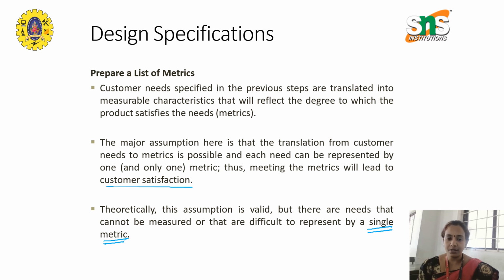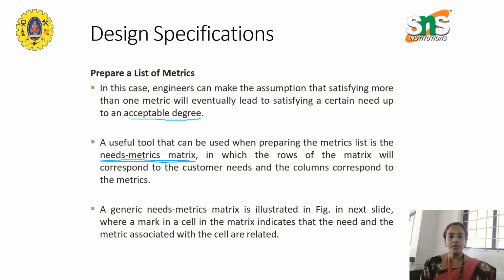Theoretically, this assumption is valid, but there are needs that cannot be measured or that are difficult to represent by a single metric. In this case, engineers can make the assumption that satisfying more than one metric will eventually lead to satisfying a certain need up to an acceptable degree.